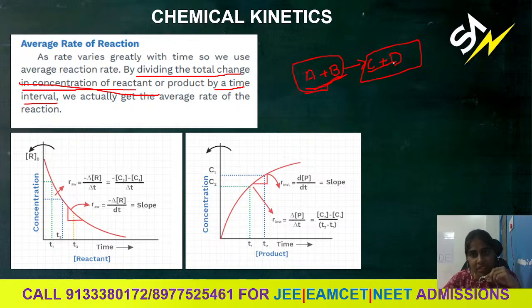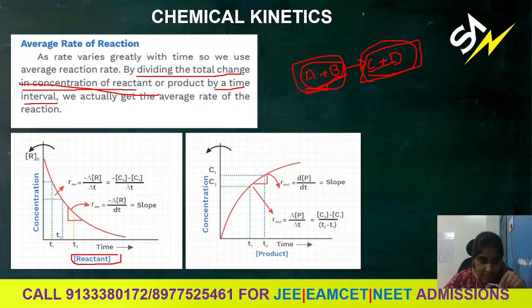It means the quantity of the products will be increased. So finally the disappearance of the reactants and the appearance of the products takes place in a chemical reaction. So if we plot a graph between concentration and the time taken by the reactant, here observe the time taken by the reactant. So the average rate is given by change in the concentration of the reactant, minus delta R, which represents change in the concentration of the reactant by time taken.